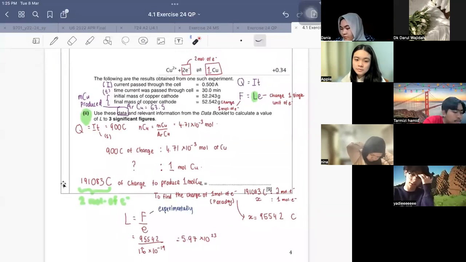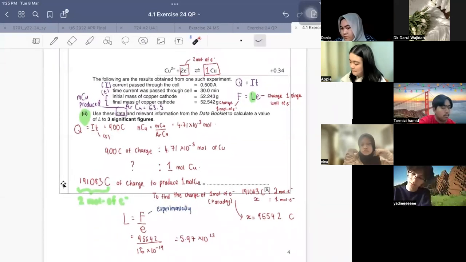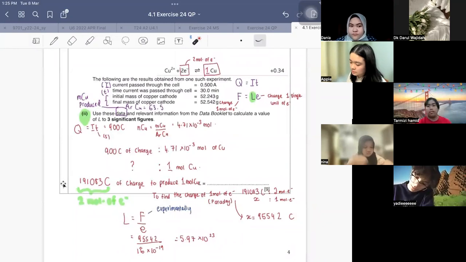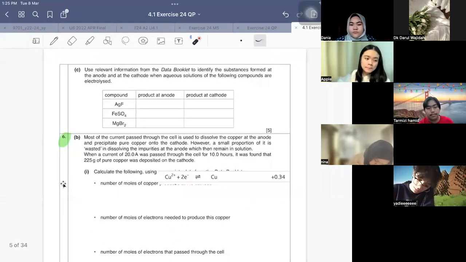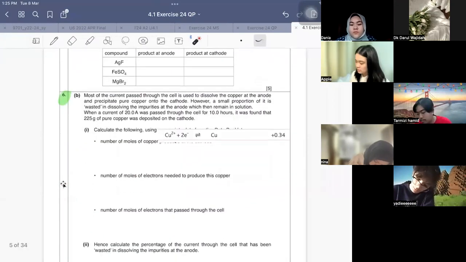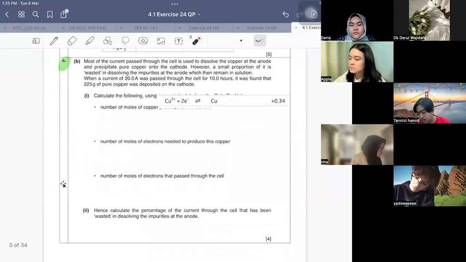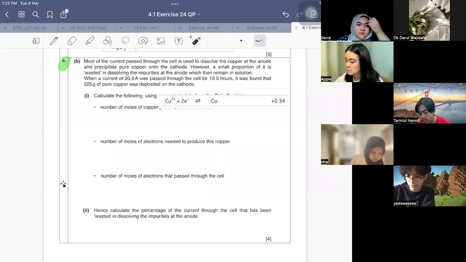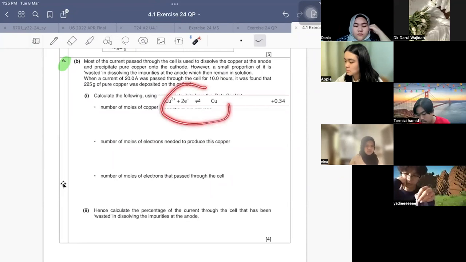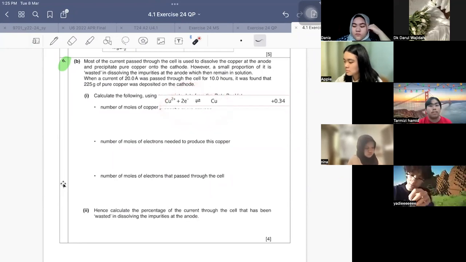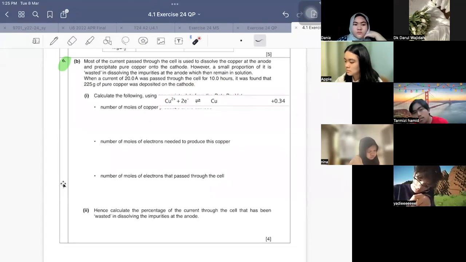Are you all ready to move on to question 6? Okay, now let's move on to question 6. Most of the current that passes through the cell is used to dissolve the copper at the anode and to produce copper onto the cathode. So we are still using the same half cell equation, which is Cu2+ + 2e- to Cu solid. However, a small proportion of it is wasted. Okay, so we'll deal with that first.